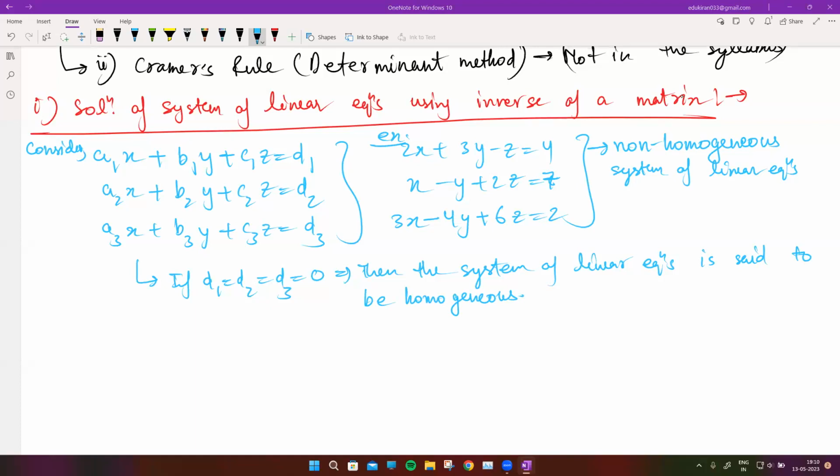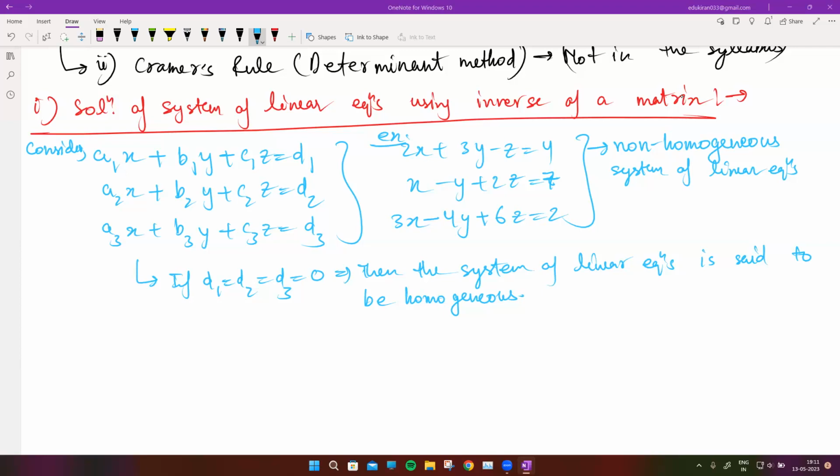So we can have either a non-homogeneous system of linear equations, or we can have a homogeneous system of equations. A homogeneous system of linear equations is easier to solve compared to a non-homogeneous system, but most of the time we will only get non-homogeneous systems of equations. But the idea is the same. The calculation is less in the homogeneous case, but the method concept is the same.